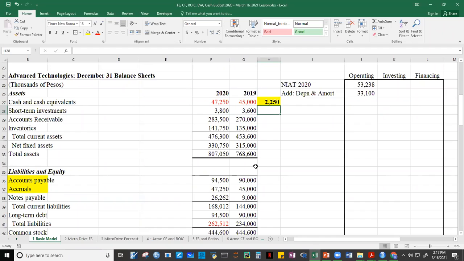Okay, so what happened to short-term investments? Dati 3.6, naging 3.8, no? So was there any increase or decrease? Increase, sir. Magkano increase? Okay, time na. Ito na lang, guys, itong item na to, 200, sir. 200. So, saan natin ilalagay? Ilalagay natin dito sa financing, no? Okay, question. Source of cash or use of cash? Kasi pag source of cash yan, positive. Pag use of cash, ini-negative natin siya.